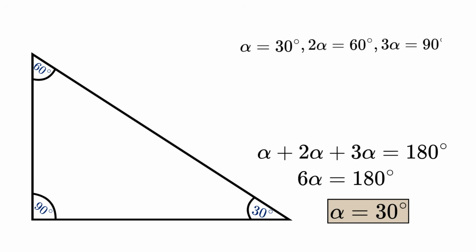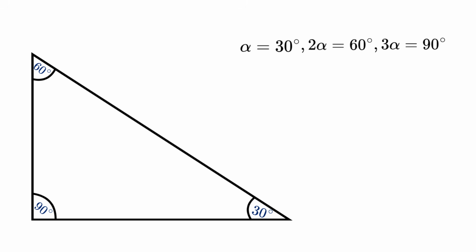So that type of special right triangle, we call it a 30, 60, 90 triangle. This special triangle has a unique property: in a 30, 60, 90 triangle, the sides are always in a specific ratio. The side opposite the 30-degree angle has length x. The side opposite the 60-degree angle has length x times square root of 3. And the hypotenuse opposite the 90-degree angle has length 2 times x.